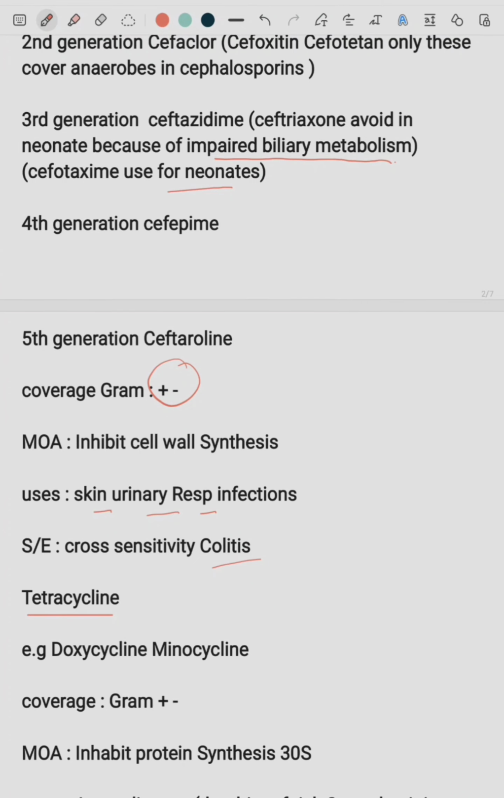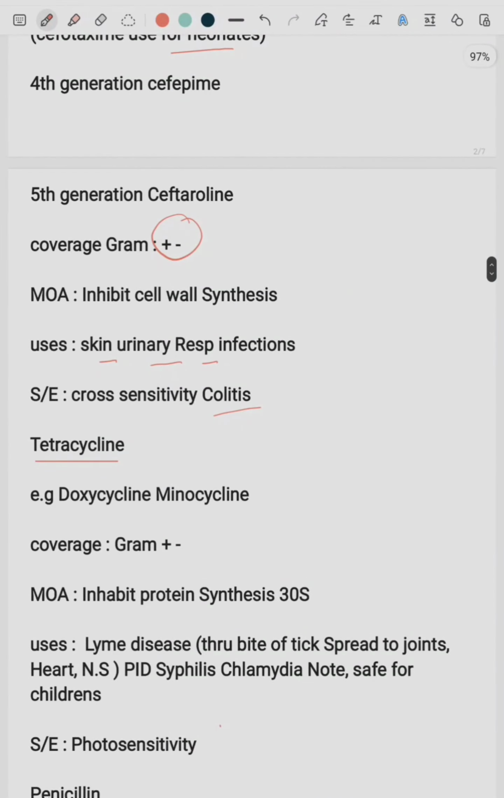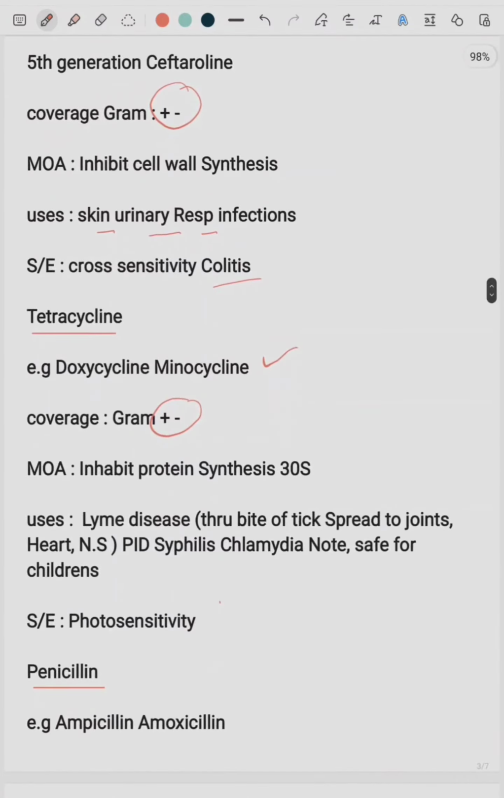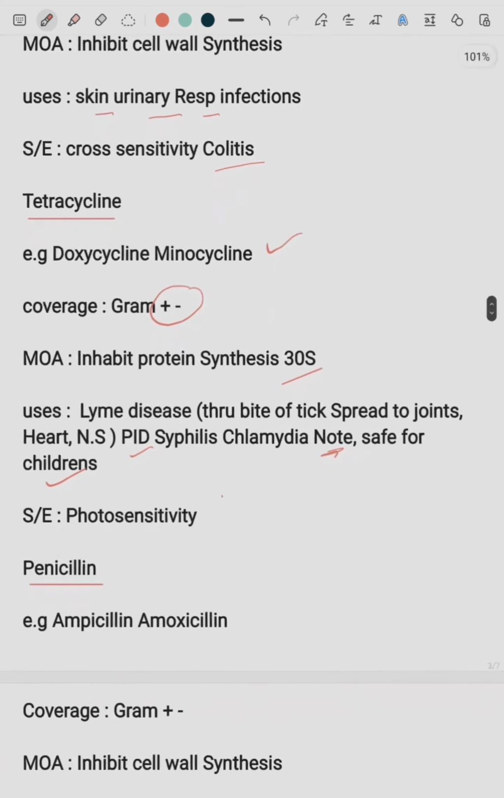And next is tetracyclines. Examples are doxycycline and minocycline. Its coverage is gram positive and gram negative, and the mechanism of action is to inhibit protein synthesis at 30S. Its uses are Lyme disease, from a tick bite, which spreads to joints, heart, and nervous system, and pelvic inflammatory disease like syphilis and chlamydia. It is not safe for children. The side effect is photosensitivity.